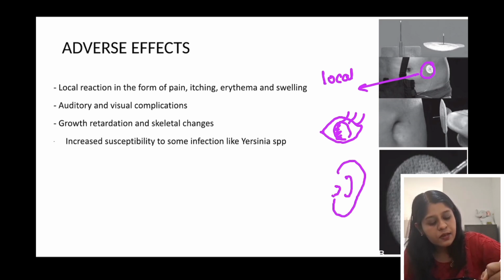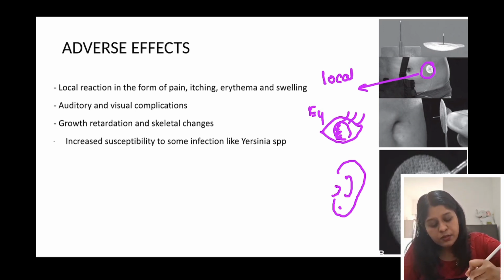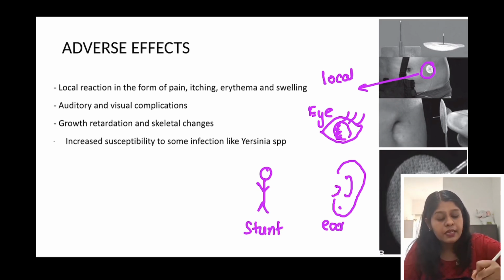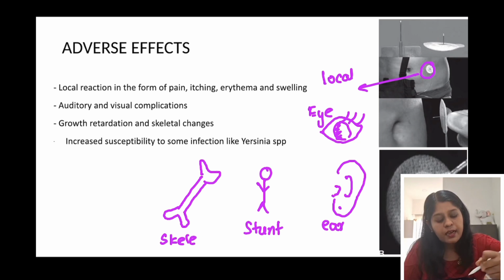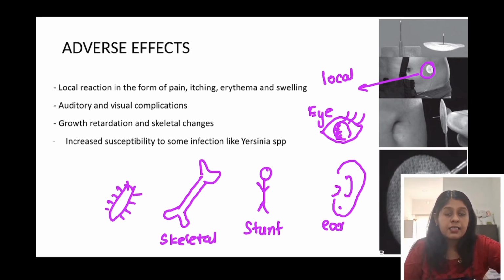Auditory and vision are affected, and this is also going to cause growth retardation. There will be stunting, there will be skeletal changes in the patient, and also there will be increased susceptibility to Yersinia infection. So these are the complications you have to remember: ear, eye, growth, bones, and the bacteria.